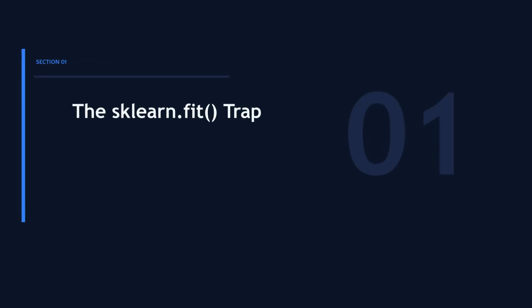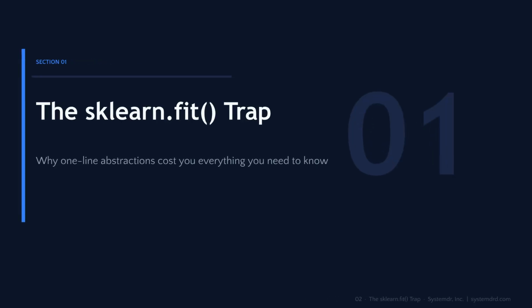We start with the sklearn.fit trap. We will see why relying on one-line abstractions like those in sklearn can conceal the fundamental operations that are critical for building custom models from scratch.